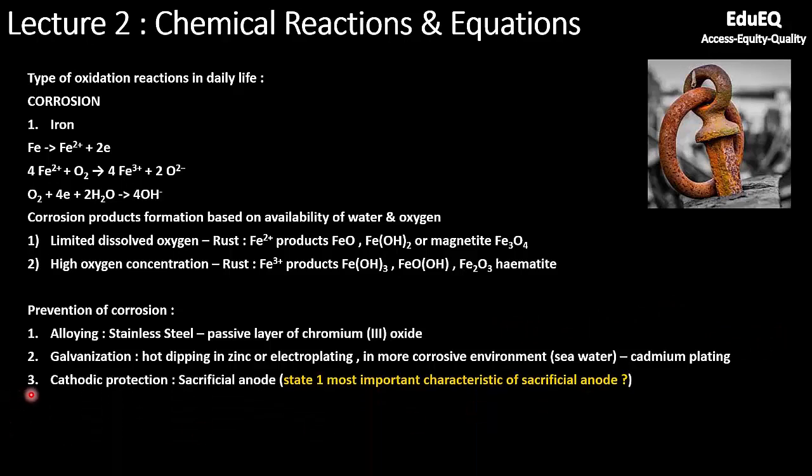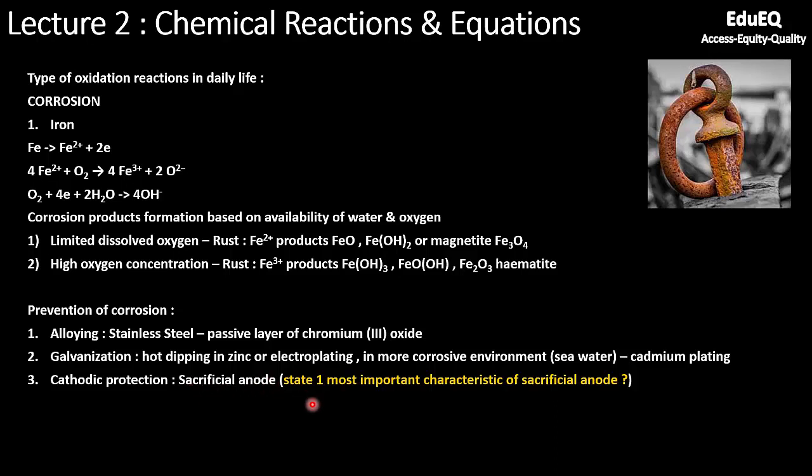Then the most common method is cathodic protection, which is also called putting up a sacrificial anode. By sacrificial anode, I mean you put another metal which is more reactive than iron, and this metal itself gets corroded. So this metal is sacrificing itself to protect the iron. That is why the word sacrificial anode has come.